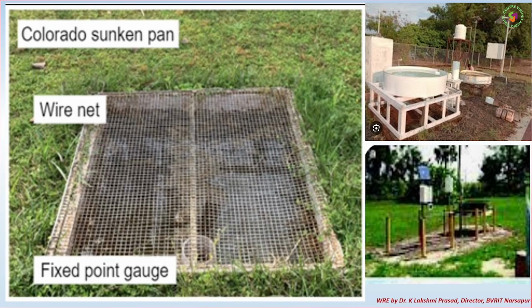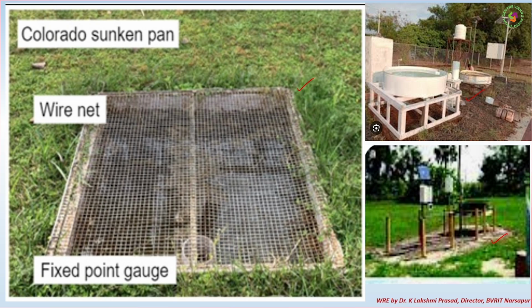So this is how it looks with the Colorado sunken pan. You can see the surrounding grass, it has grown almost to that height. Again the wire mesh is the same, but it is square actually, with one fixed point gauge to measure the height, and then it is buried fully into the ground. So this is the Colorado sunken pan, and this is at a higher elevation we have kept it. Different pans actually which you can observe.